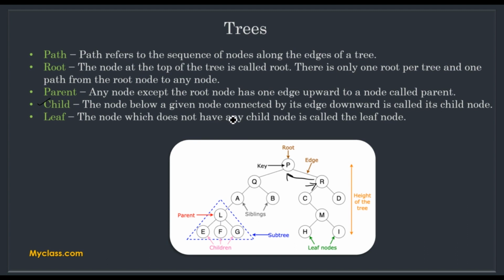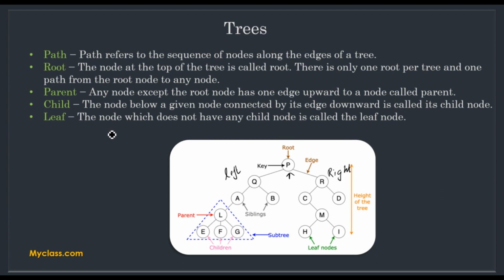Child means the node below a given node, connected by its edge downward, is called its child node. When we are looking at a node and there is an edge downward to R, that means R is the child of P and P is the parent of R. There is a child-parent relationship. Clear? So when we consider the root node P, it has two children, Q and R. Q we can call the left child of P, and R the right child.